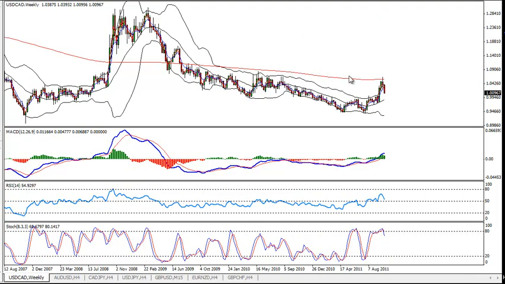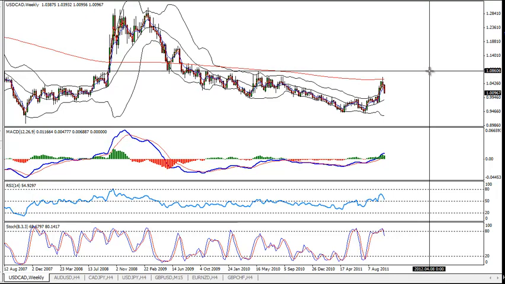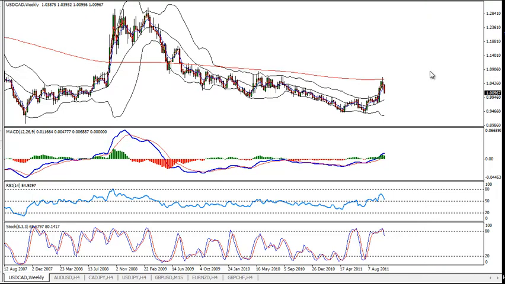But from my point of view, the main trend, which should be uptrend, is still here, and I think that we still have to reach the 108.70 or maybe even higher, 110, before we can discuss any change of direction.